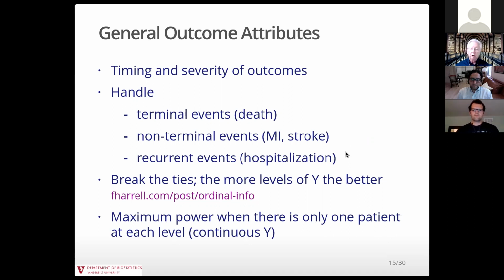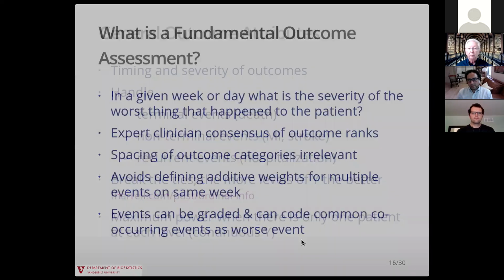The maximum power is going to occur when there's only one patient at each level of Y. So you have no ties in the data at all. So ties are our enemy in terms of statistical power. So we don't really need it to be that continuous, but that would be the ideal situation, is to have no ties in the data at all, which would be the case if you measure blood pressure extremely accurately.